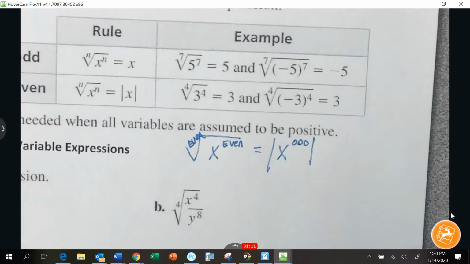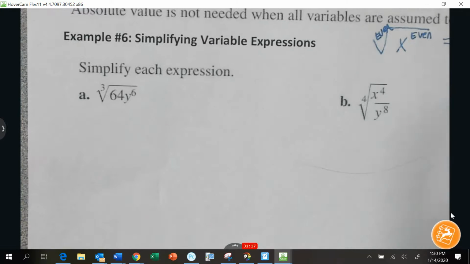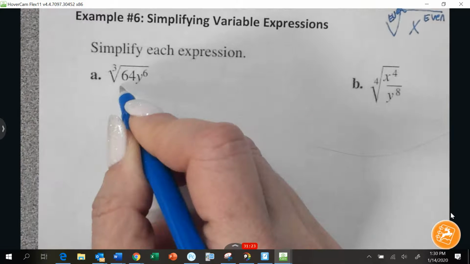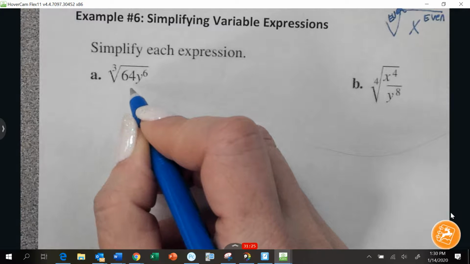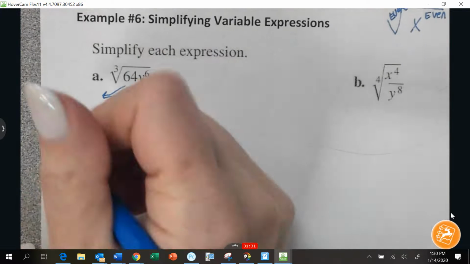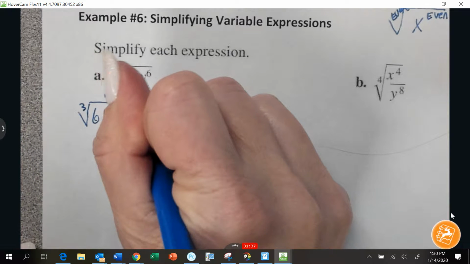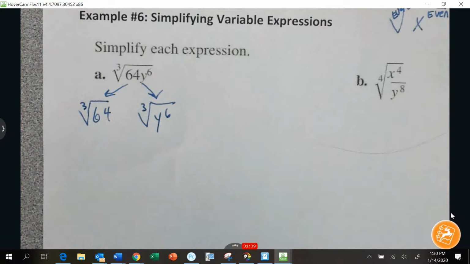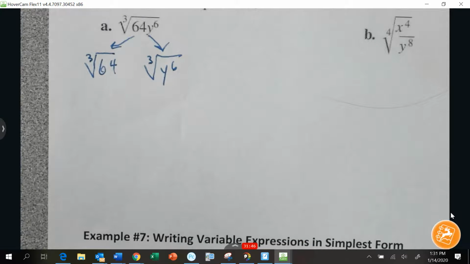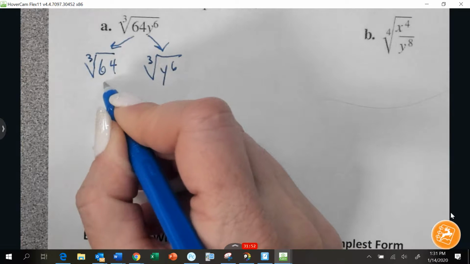Okay, so we got a couple examples here. And at the same time, just going over how to do these. Did we do this one? I think my other class did this. So when I have numbers and variables in a root, I'm going to separate those. My favorite thing, what I think is the easiest to do, is separate this into cube root 64 and cube root y to the 6. Okay, now, is cube root 64 a thing? Like, what is it? It is 4.